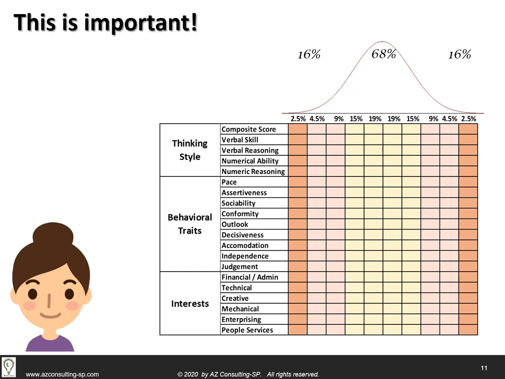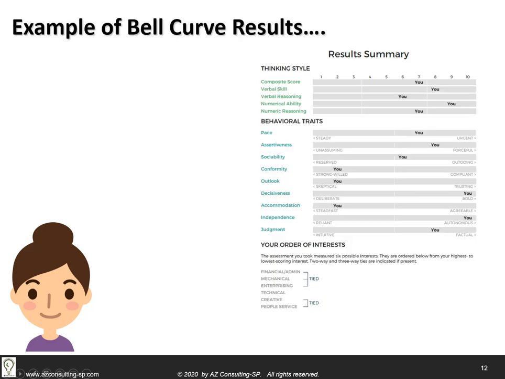For example, let's say we're looking at the thinking style verbal skill. And one of your tasks is to communicate across the company. Now, if you've scored within the 68%, you'll be able to effectively reach 90% of the population. If you have scored within the 16%, you're only going to be able to communicate effectively to 40% of the company. So you'll be receiving this individual graph along with definitions for each of the styles and traits.